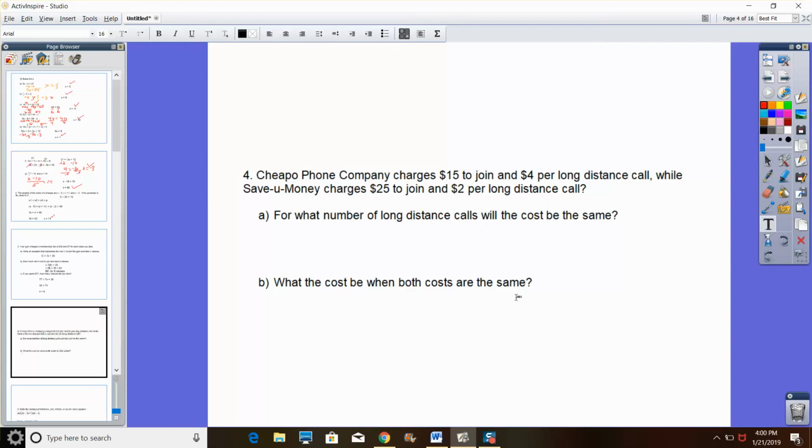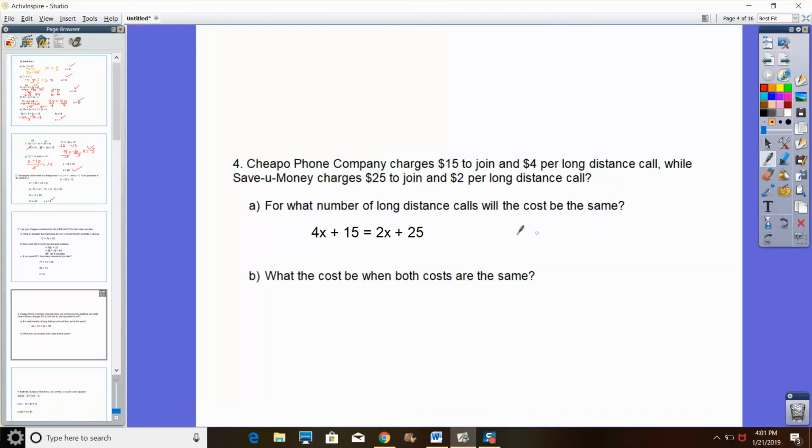So obviously the variable here is how many long distance calls you would make. So in this kind of situation here, you would have to write an equation. So the equation that's best here is a flat fee plus $4 per long distance call. So 4x plus 15. We'll let x be the long distance calls. And then on the other side, 2x plus 25. So we're just basically looking how many long distance calls would you have to make so that you would pay exactly the same for either of these two old phone companies that probably no longer exist, especially if they're charging by the long distance call. But anyway, let's go ahead and solve this.